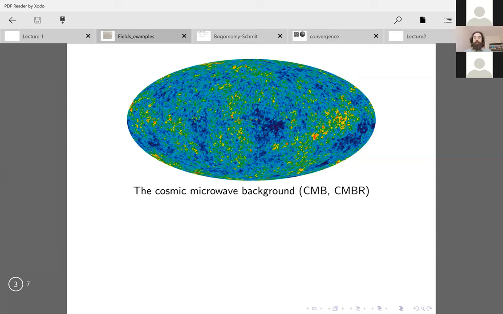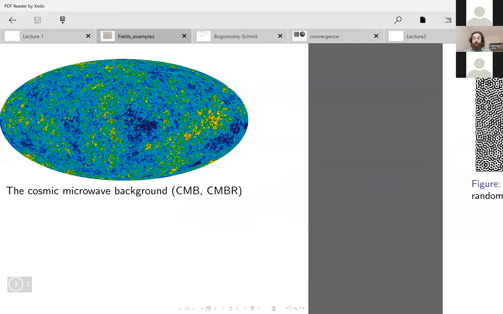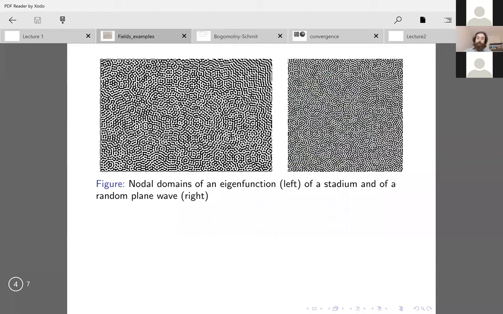Another example is this picture. I think you have seen this before. This is the cosmic microwave background radiation. To a large extent, this field is a Gaussian field, and it has some important implications in cosmology. Now this is another field that I really like, and we'll discuss this field quite a lot. To a large extent, this picture is my motivation for studying Gaussian fields.